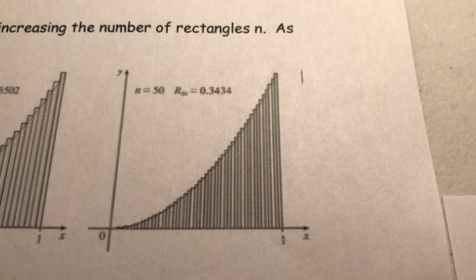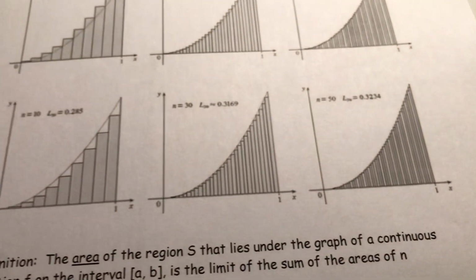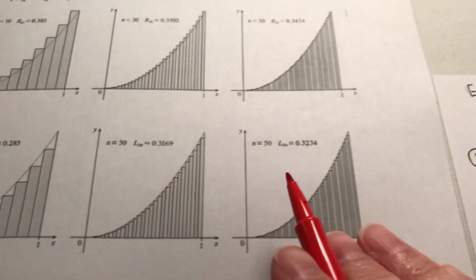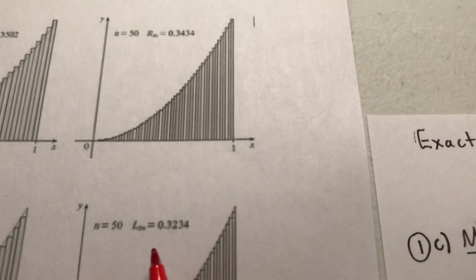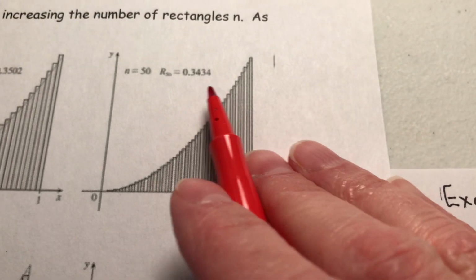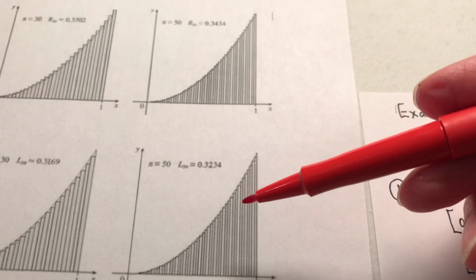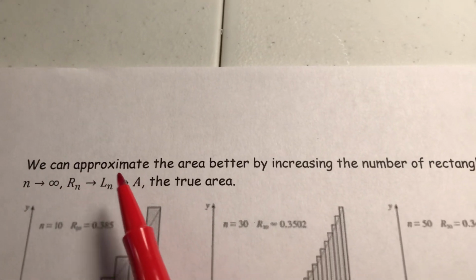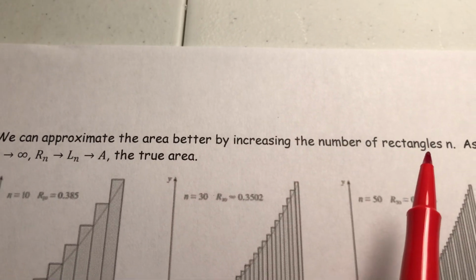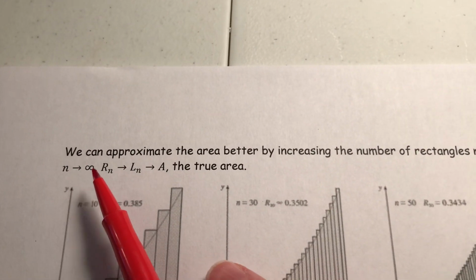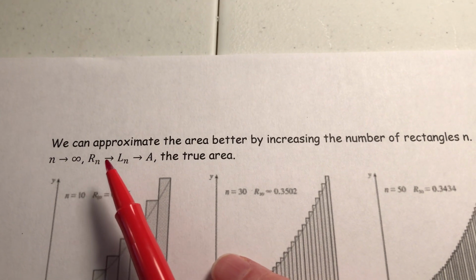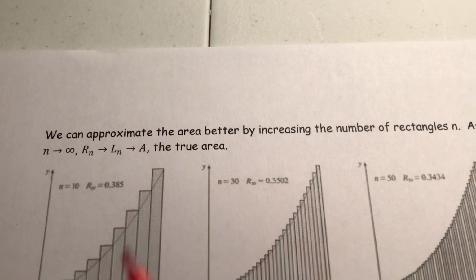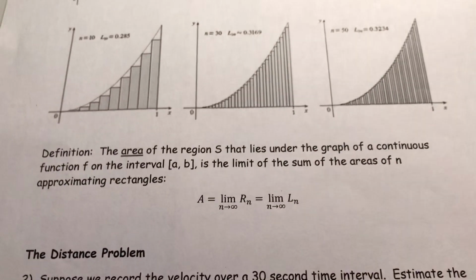And then they did the left endpoint as well. They did n equals 10 rectangles, 30 and 50. And look, this is 0.3234, 0.3434, so we're getting a better estimate. As a matter of fact, I think I wrote up here we can approximate the area better by increasing the number of rectangles n. As n goes to infinity, R sub n goes to L sub n, so those become equal, and that gives you the true area.